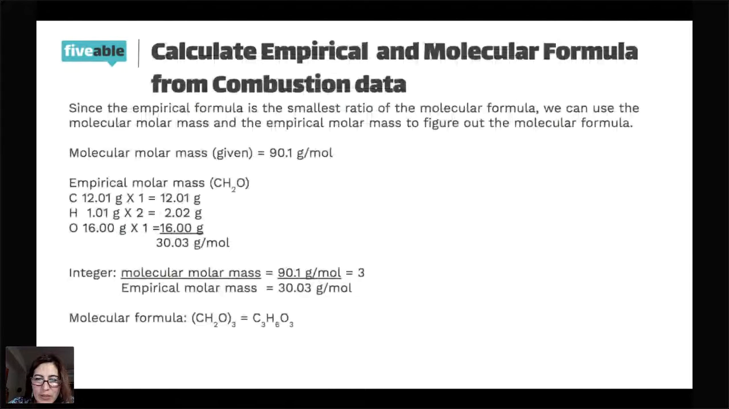I have a question here. Can we only find empirical formulas of covalent compounds? That is correct. This idea of empirical and molecular is only valid for covalent compounds. Because in ionic compounds, the formula unit is always the smallest ratio. We don't have this concept of empirical and molecular formula because the ionic formula is giving the smallest ratio of the crystal lattice. This concept is only used for covalent.